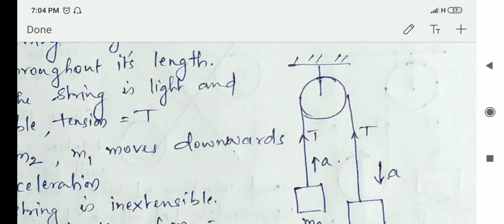The string as such shouldn't have a considerable weight. That is why we specially mention that it is light. And the next assumption is it must not be extensible. That is, suppose there is a weight on the string. If it starts to extend or elongates, then the whole purpose of the pulley system is destroyed, right? So it should be an inextensible string. Only under these conditions will the tension remain the same.